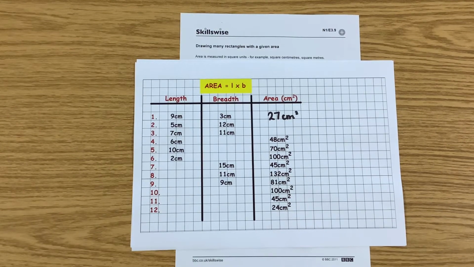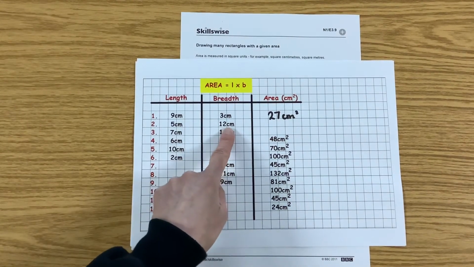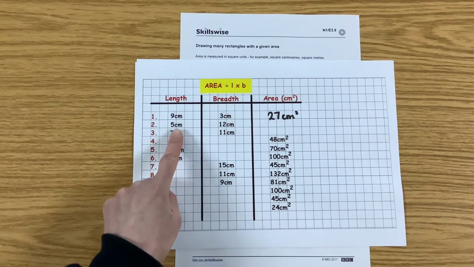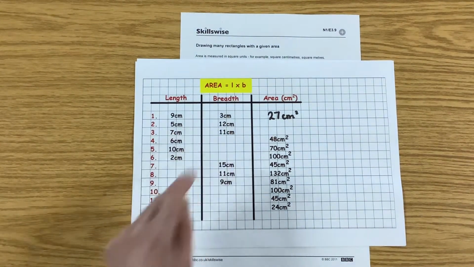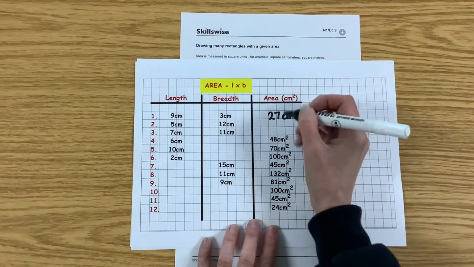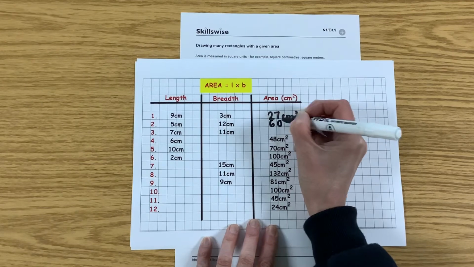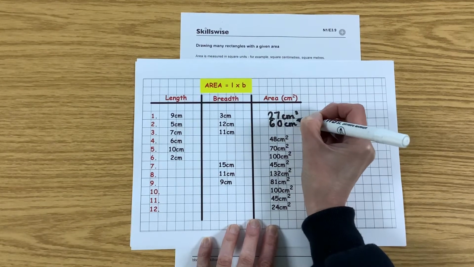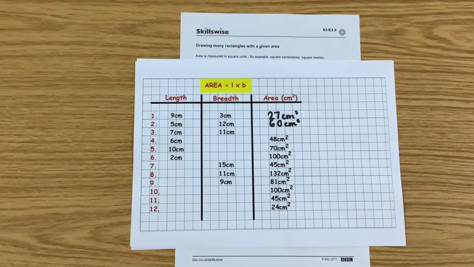What if I drew a rectangle that was 5 centimetres by 12 centimetres? Multiply. 5 times 12 or 12 times 5 is, yep, it's going to be 60. So the area of that rectangle would be 60 centimetres squared.